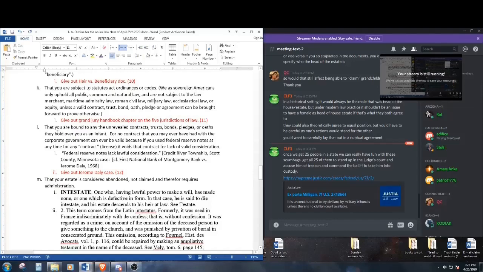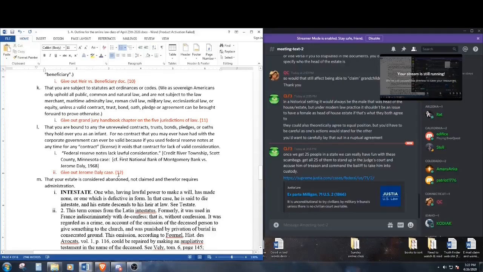The presumption that you are bound to any unrevealed contracts, trusts, pledges, bonds, or oaths they hold over you as an infant. For no contract that you may ever have had with the corporate government can ever be valid, because if you used Federal Reserve notes at the time for any, quote, contract license, it voids the contract for lack of consideration. See the Jerome Daly case, Federal Reserve notes, lack of consideration.